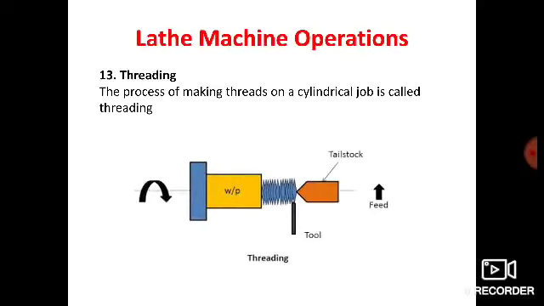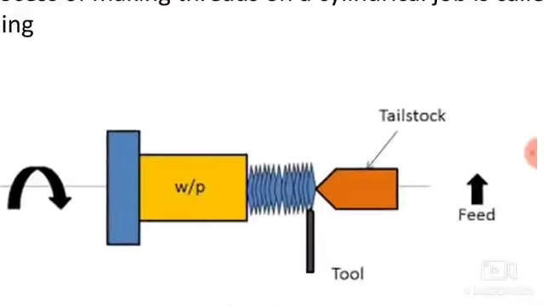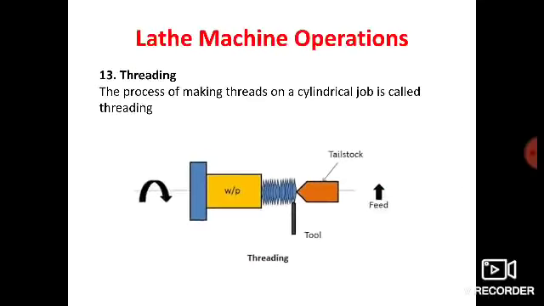The last operation, that is threading, that you can perform over your lathe machine. So the process of making threads on a cylindrical job is called as threading. So here you can see the process of threading. So threading tool or a single point cutting tool is used to produce the thread over a cylindrical object, and the tool is travel along. First the feed is given, and after that the tool is moving along the axis of the lathe, and the thread is produced over the surface of the cylinder.